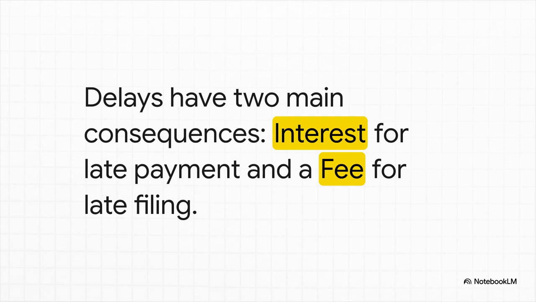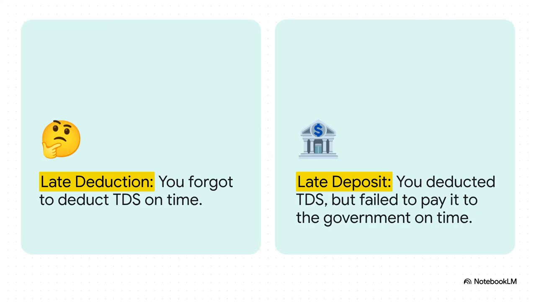So let's tackle the interest first. When it comes to interest, the government is looking at 2 specific mistakes. First, maybe you just forgot to deduct the tax on time.